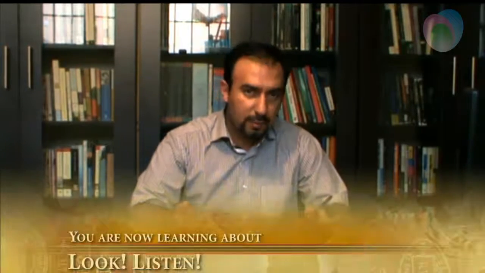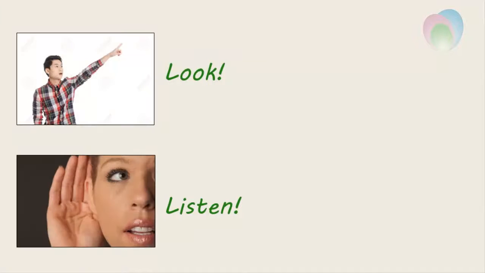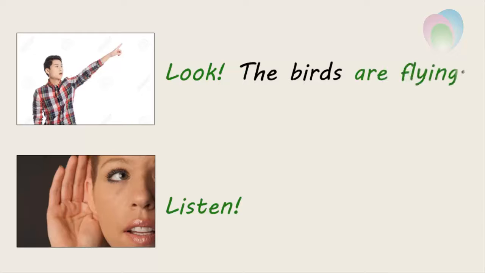There are expressions that tell you that an action or event is in the process of happening. When you tell someone to look or listen, for example, you are inviting them to look at or listen to something that is happening right now. This is why you use a progressive verb after them. For example, you say, "Look, the birds are flying," or "Listen, he's coming."